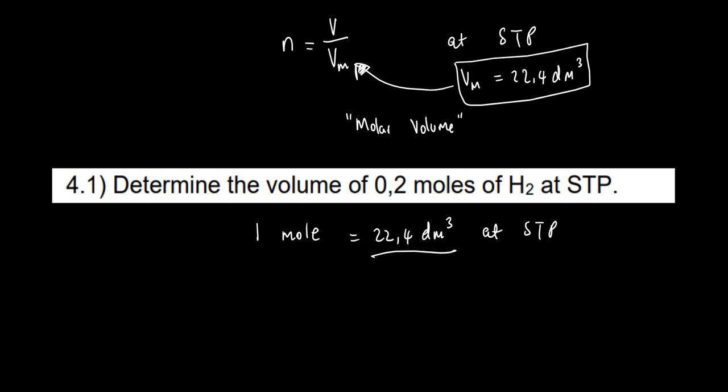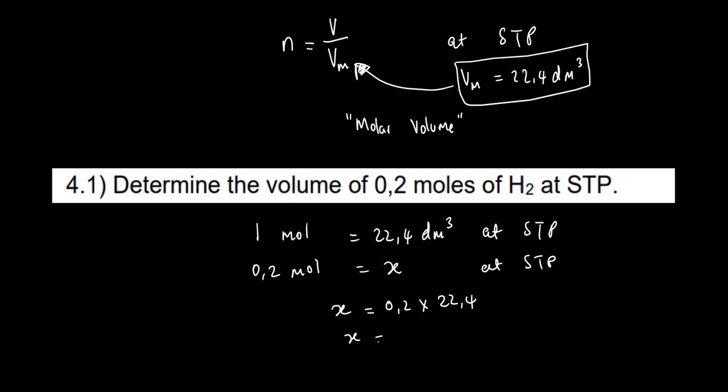So now that we have 0.2 moles, if we have 0.2 moles, how much volume is it going to occupy, since we are still at STP? So we shall say x, then we cross multiply, then it's going to be 0.2 times 22.4. What do we get as the answer? I believe we should get 4.48. Is it correct?